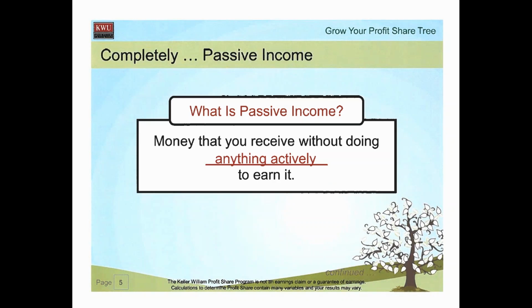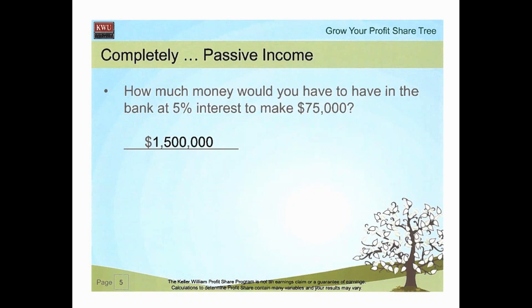So we've already seen that. So what is passive income? Money that you receive without doing anything actively to earn it. And so we want everybody to have this as part of your wealth building strategy. You'd have to have $1.5 million in the bank paying 5% interest in order to get $75,000. So it's quite difficult to come up with $1.5 million to put in the bank, but you could get out there and grow your downline, and this could become a reality.